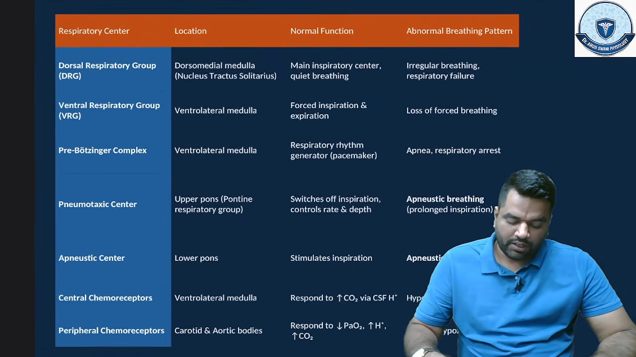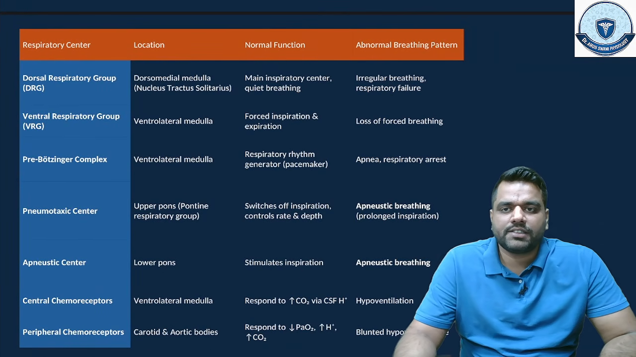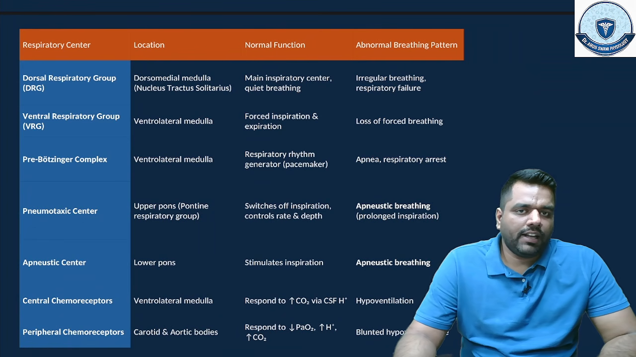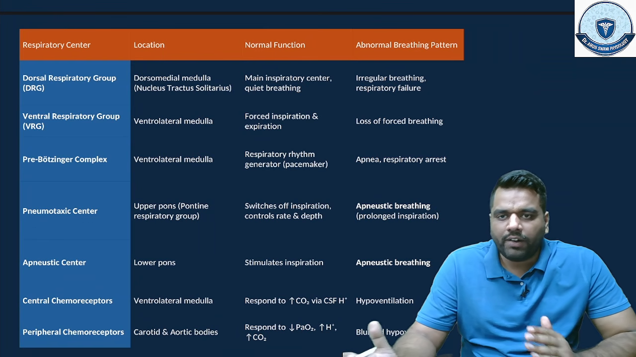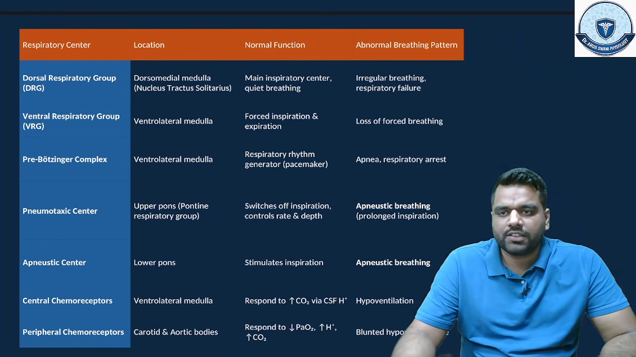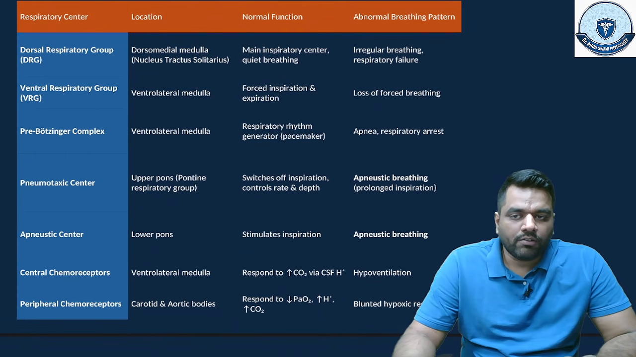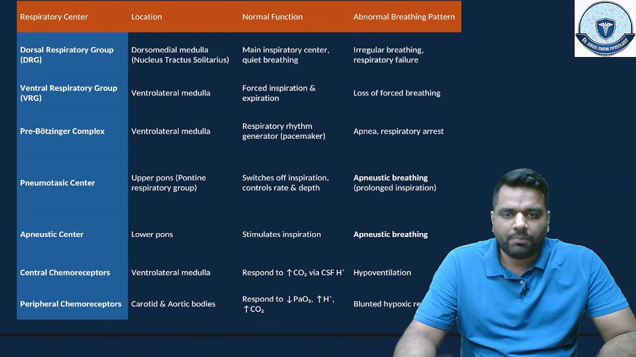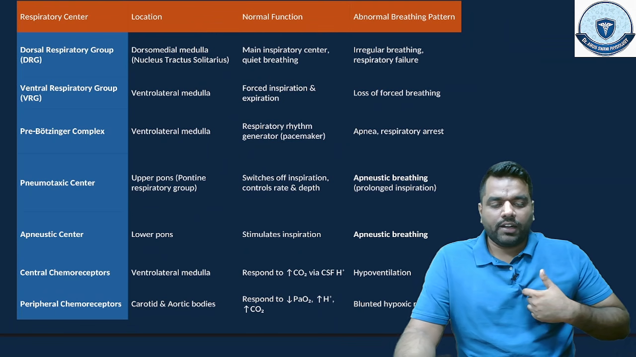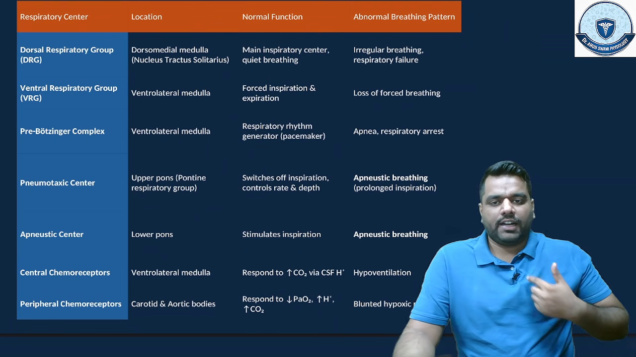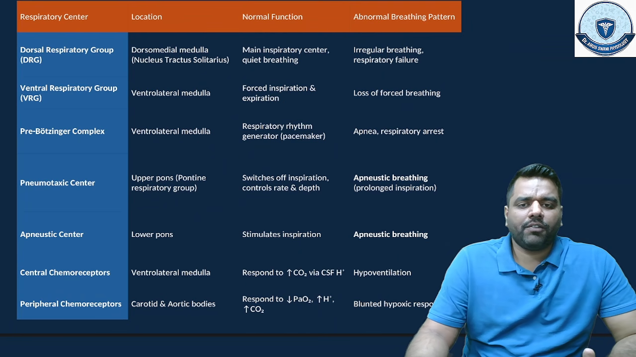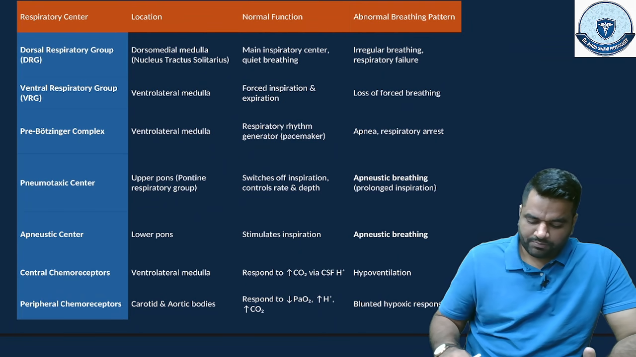So this is the table which you have to remember. The dorsal respiratory group is at the dorsomedial medulla. The normal function is the main inspiratory center and abnormality can lead to irregular breathing, respiratory failure. VRG is situated in the ventrolateral medulla. This is for forced inspiration. Pre-Botzinger, pneumotaxic center, apneustic center. Then the central chemoreceptor and peripheral chemoreceptor. Central chemoreceptor is again situated in the medulla, but peripheral chemoreceptor is situated in the carotid and aortic bodies, right? And this responds to the decreased level of oxygen.